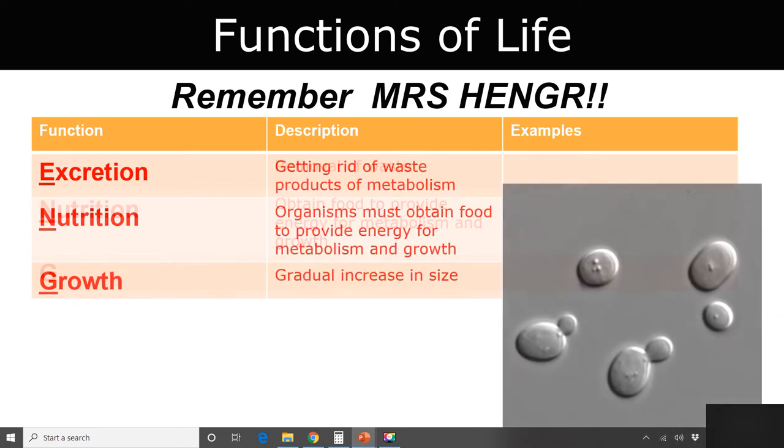And so that last one is growth. So the last G is growth, so gradual increase in size. So you started life as a small little baby, and over time you have gotten to be the size that you are now. So this is a yeast cell, and they divide asexually. And so this is the mom cell, and this is the new baby cell, and over time it's going to get big like these guys over here. So all living things will grow.